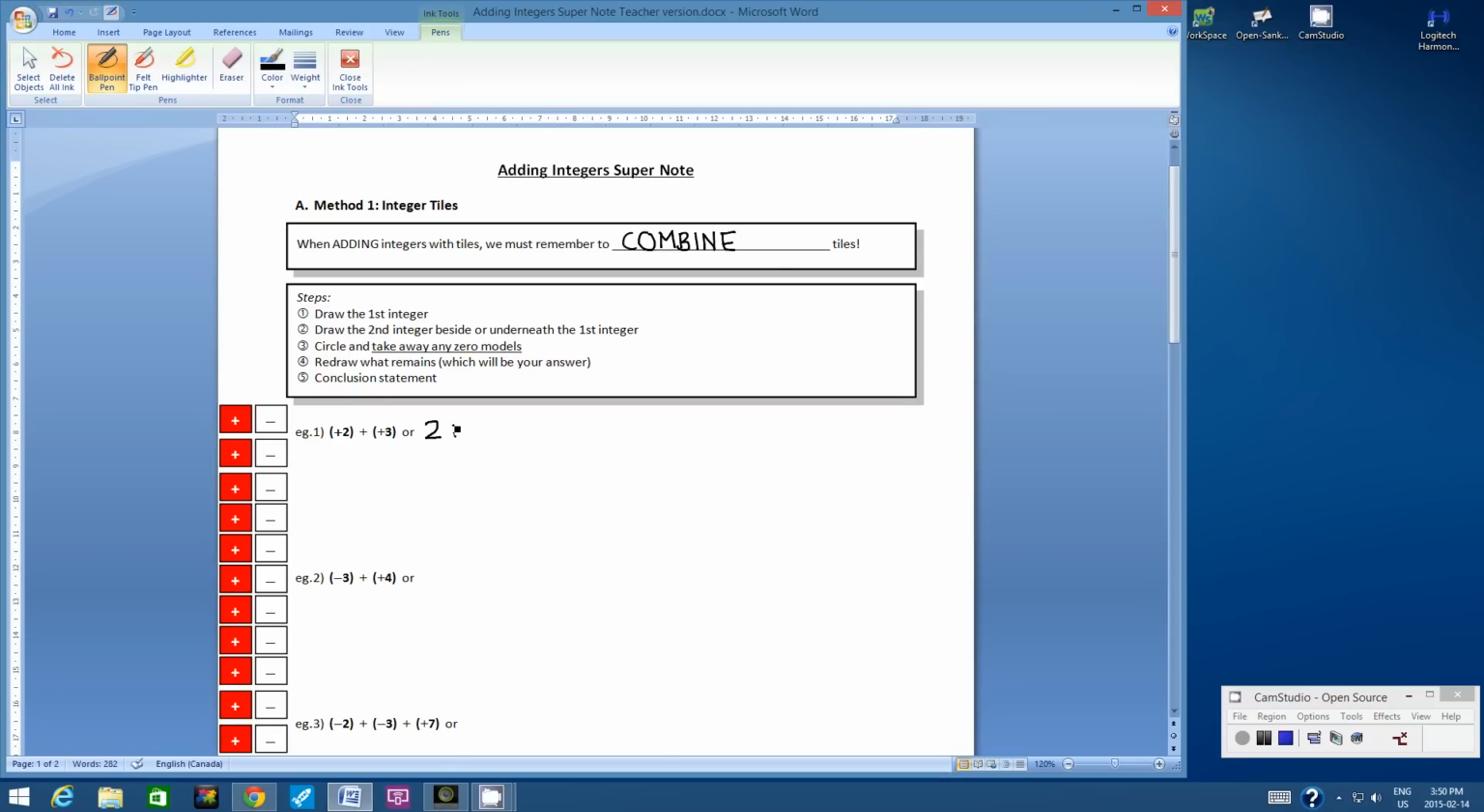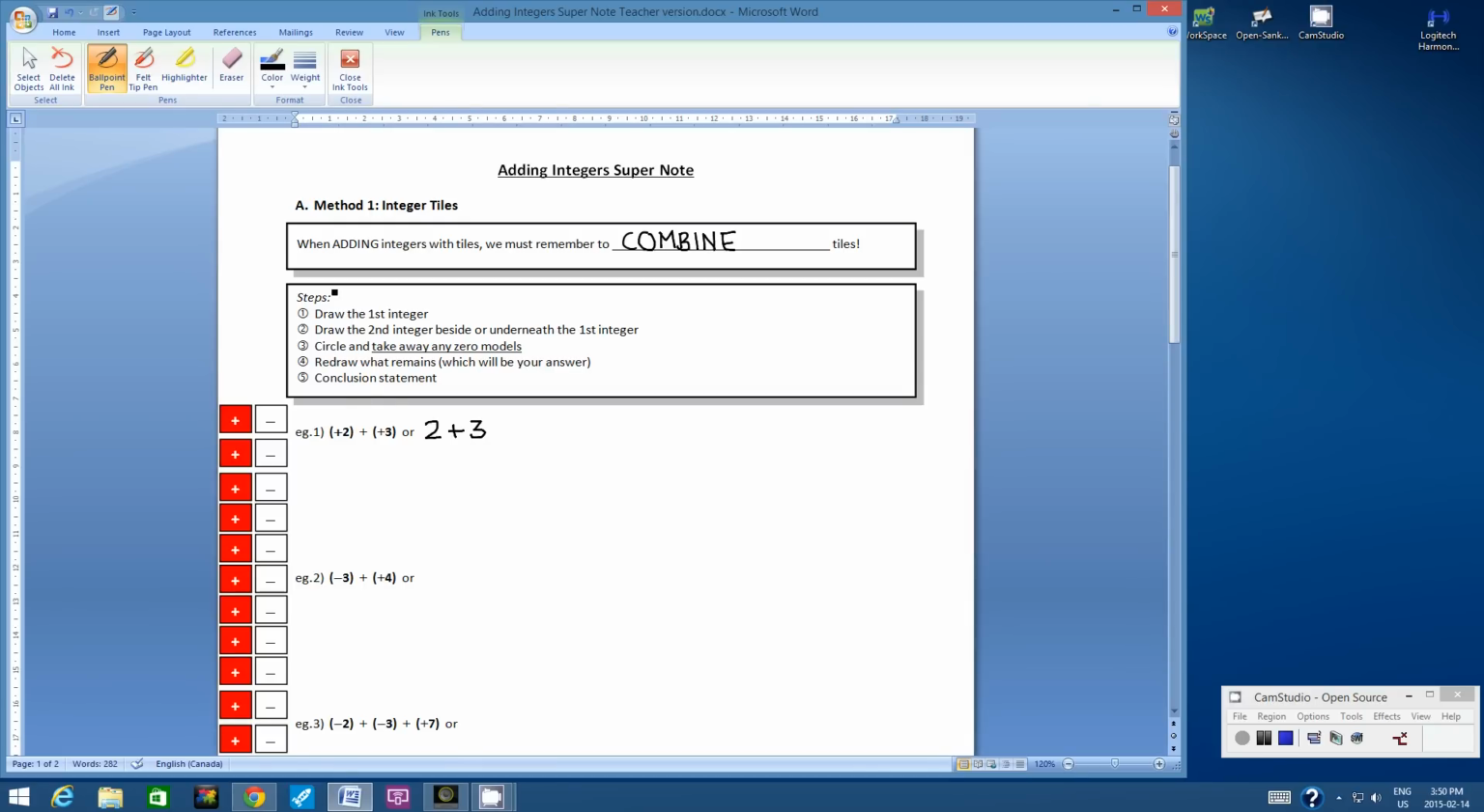We have the addition operation here, that doesn't change. And the second integer is positive 3. So again, the rule is we try to take away the brackets and the positive sign for a positive integer. So this is actually just simply 2 plus 3, which is a very simple addition question.